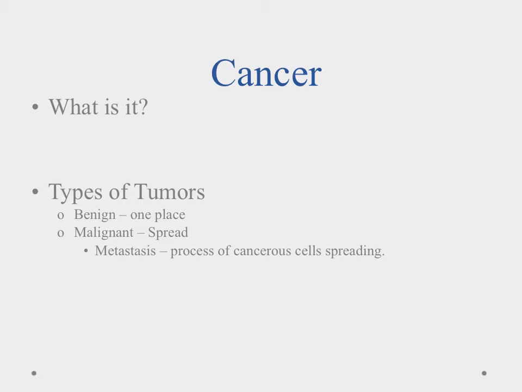Okay, so to begin, let's define what cancer is. Cancer, quite simply, is a cell that has forgotten how to stop growing. So these cells will just continue to divide and reproduce and make new cells, and they grow into this mass we call a tumor. Now, there's two kinds of tumors.